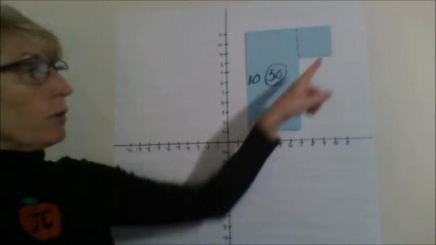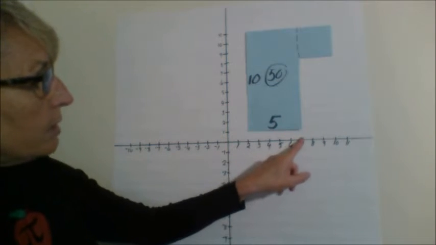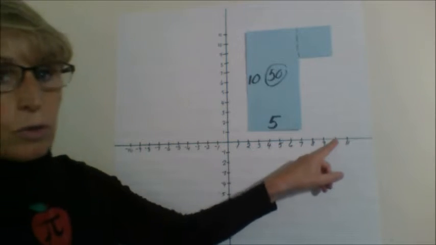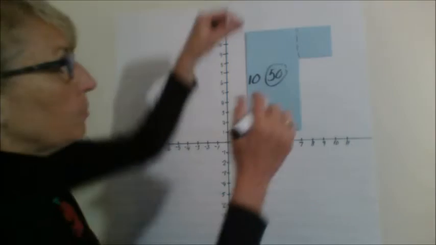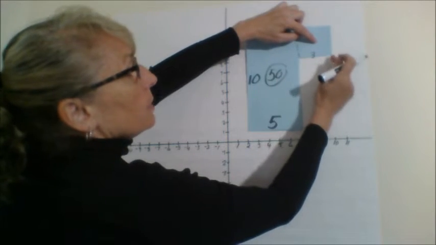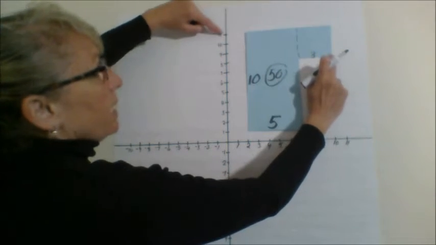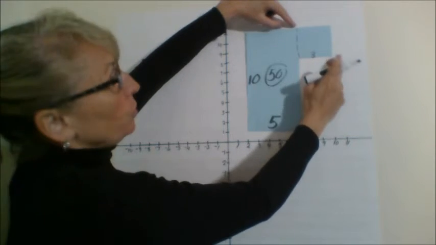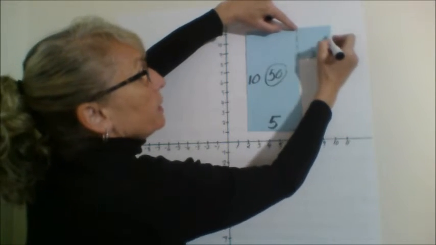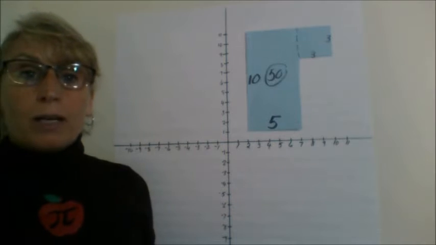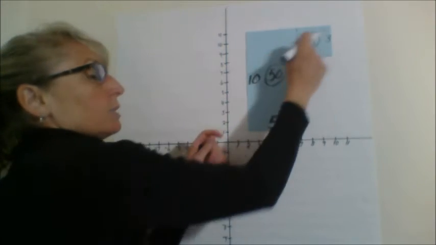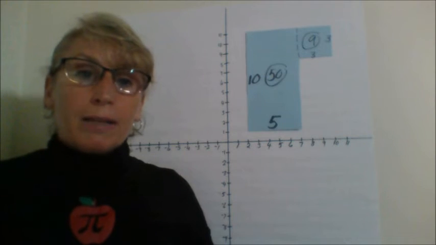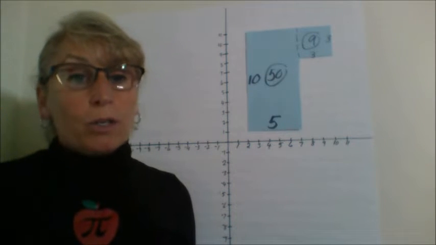Now I've got to find the area of this little square over here. It starts at 7, ends at 10, so the distance of that is 3. I could also count 1, 2, 3. I'm going to label that 3. This one starts at 8, ends at 11. 11 minus 8 is 3, or I could count 1, 2, 3. It's a 3 by 3 square, so the area of that square is 9. Add those together, and the total area of that polygon is 59 square units.